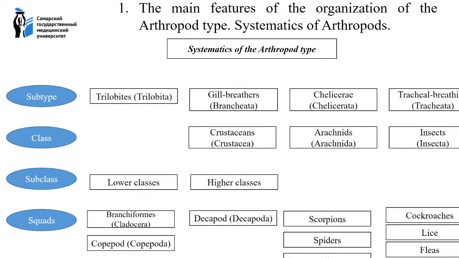Class arachnids consists of scorpions, spiders, and ticks. Class insects consists of cockroaches, lice, fleas, and diptera.